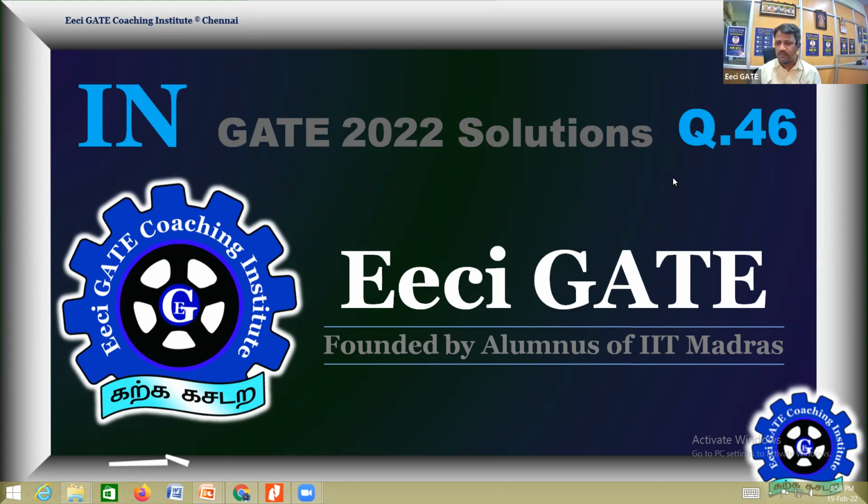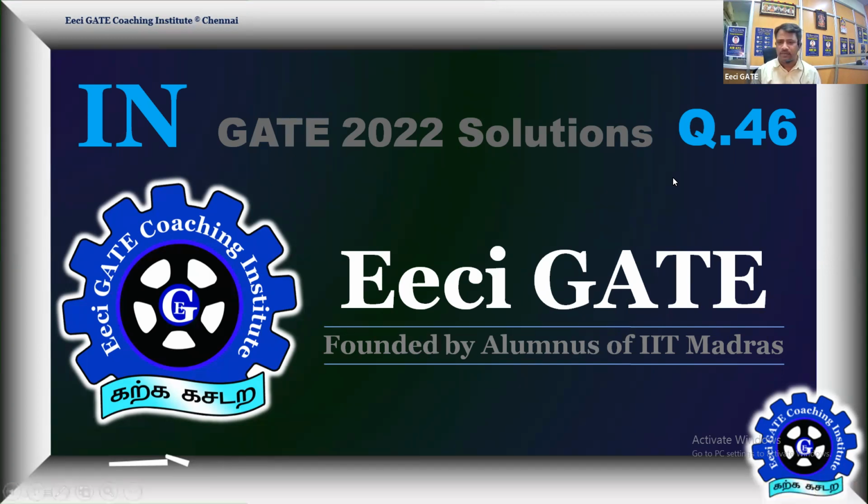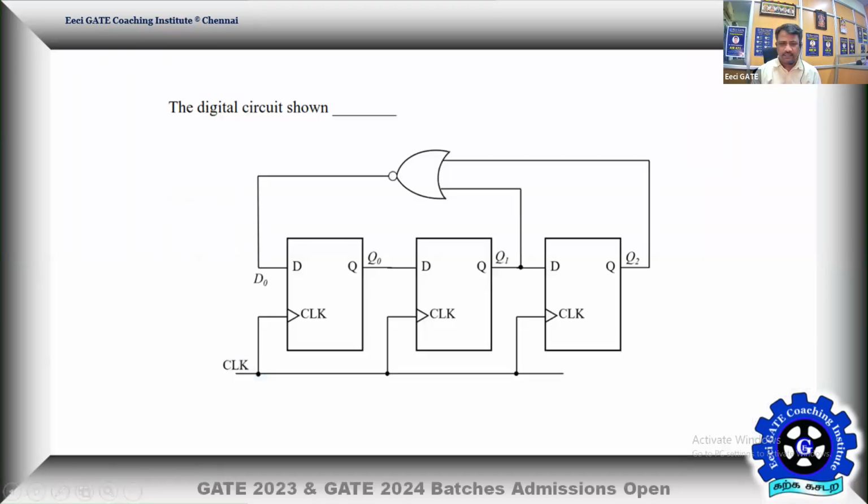Next problem, question number 46 from Digital Electronics, based on sequential logic design. So we have three D flip-flops in a synchronous design, all driven by the same clock. Q0 goes to D1, Q1 goes to D2, and Q1 and Q2 drive D0. That's the given digital circuit.